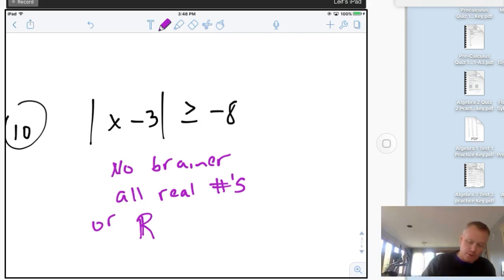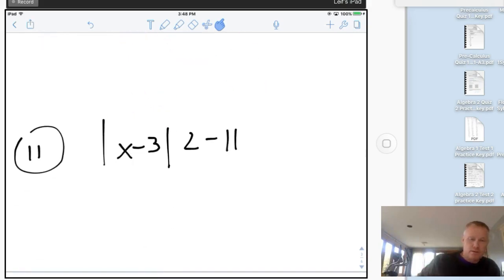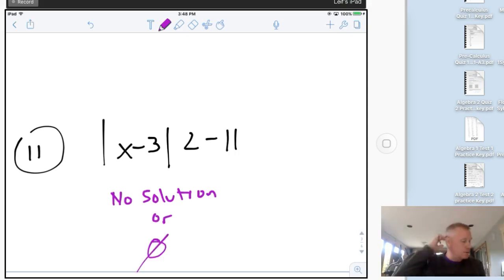Okay. There's also another no-brainer one, which is like this. Tell me which numbers you take absolute value of and have it be less than negative 11, since those are going to be all negative numbers that are less than negative 11, which means this one's no solution. Or you can say null set, which is a 0 with a slash through it. Okay, one of those two things. They both mean the same thing. So that would be things to keep an eye out for.